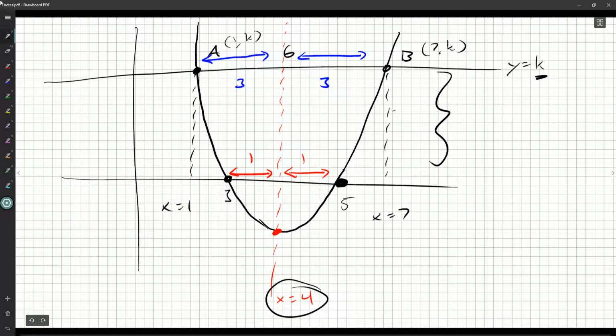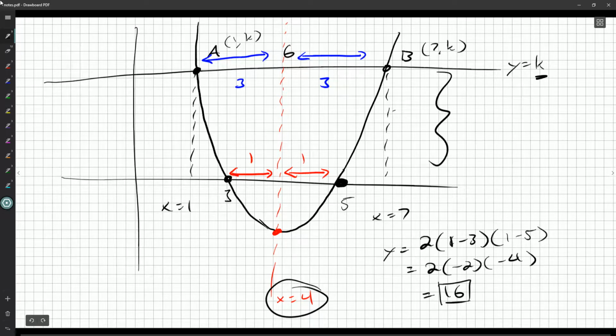Okay? So, y equals 2 times (1 minus 3) times (1 minus 5). That'll be 2 times negative 2 times negative 4, and that'll be 16. So k equals 16. And so it's a light bulb question. We really just needed that, but we managed to show a little work using this nice symmetry for parabolas. Okay, so that helps us quite a bit.